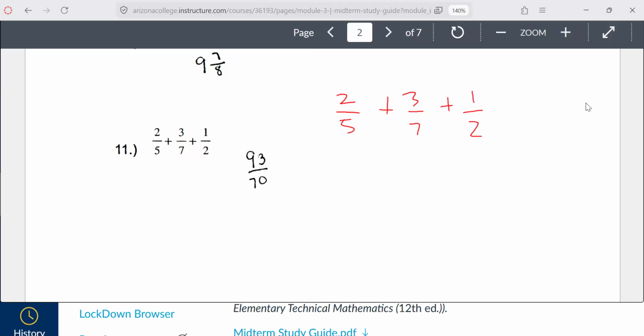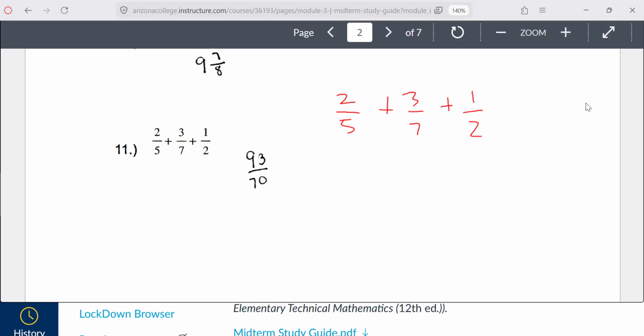Now you could start with 7 and then try to write out the multiples. That is 7 times 1 is 7, 7 times 2 is 14, 7 times 3 is 21. And then you check if 5 will go into these numbers and if 2 will go into these numbers. But with this, 5, 7, and 2, the fastest way to find the common denominator is to try to multiply the numbers, the denominators, I mean.